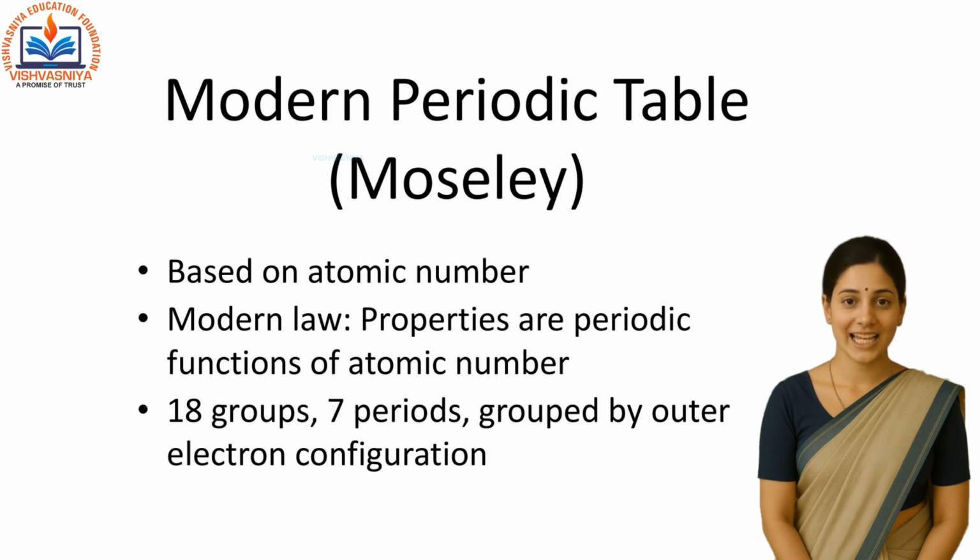Now we have 18 vertical groups and 7 horizontal periods. Elements are arranged by outer electron configuration. The period number tells us the highest principal quantum number. Lanthanides and actinides are placed separately below to save space.